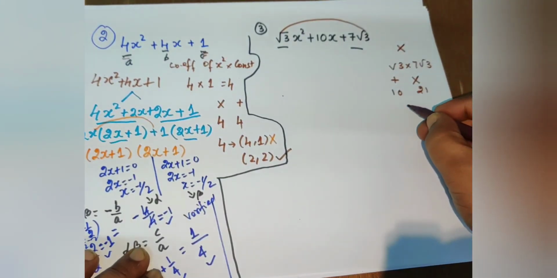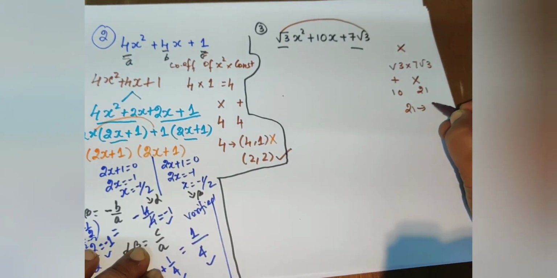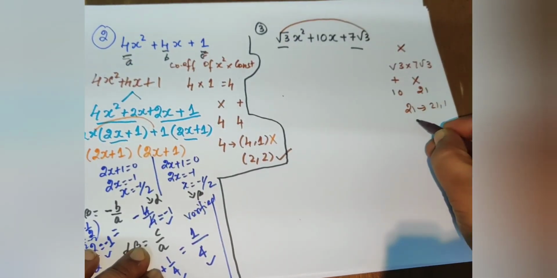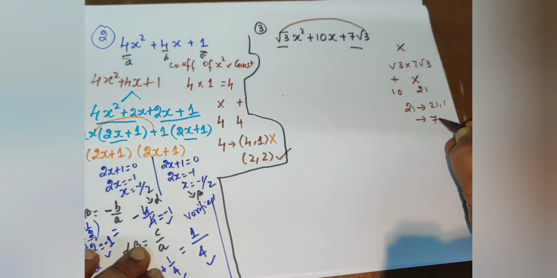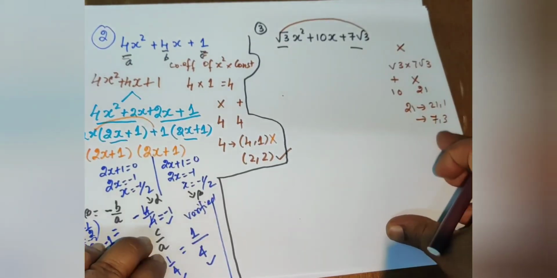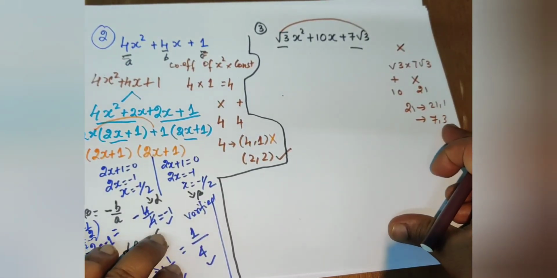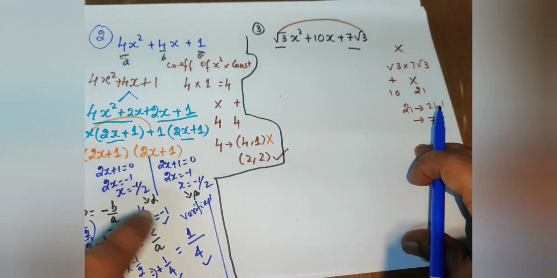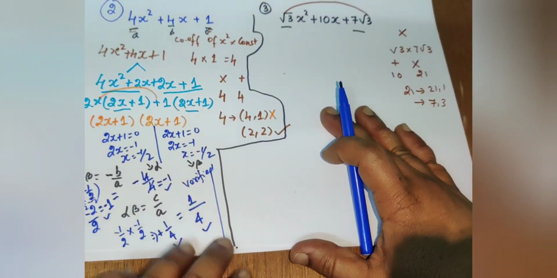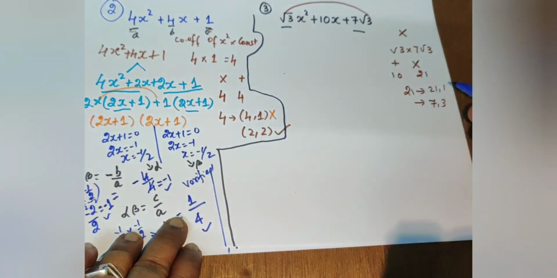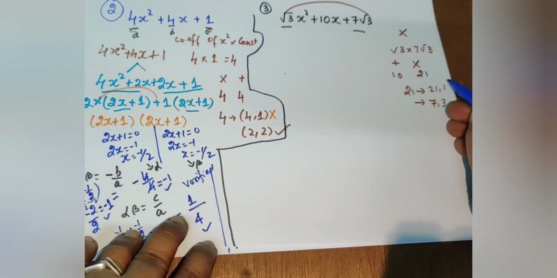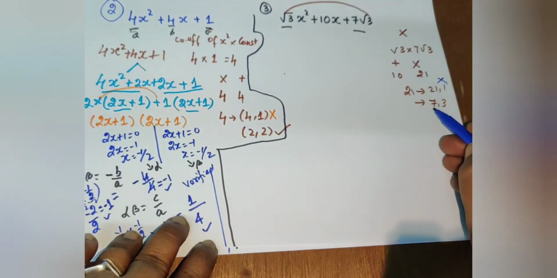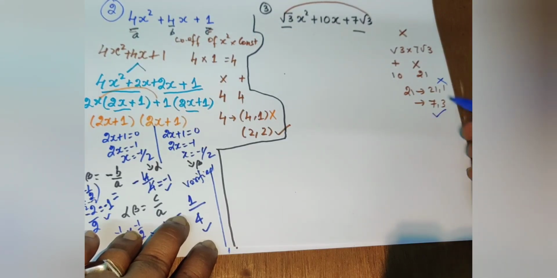So what are the factors of 21? 21 can be expressed as 21 ones, and 21 can be expressed as 7 3s. Okay. So out of these two pairs only, our answer exists. We can find out which is the suitable pair for the current question. Now when we add 21 plus 1, it will become 22. So we need 10 only. So this is not a correct pair. And here 7 plus 3 is nothing but 10, and 7 3s are 21. So this is a correct pair.